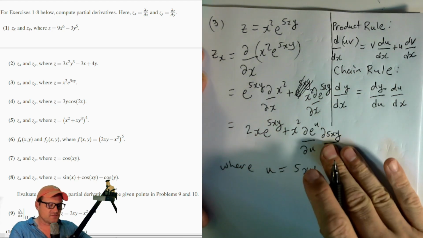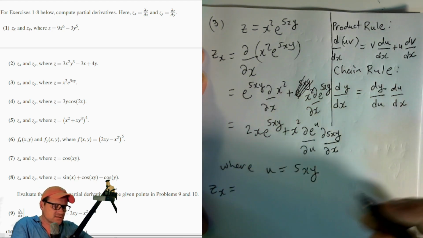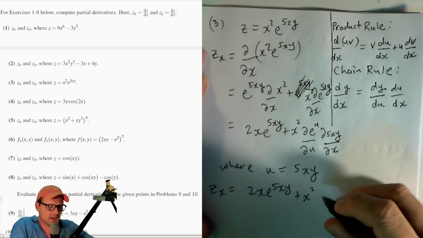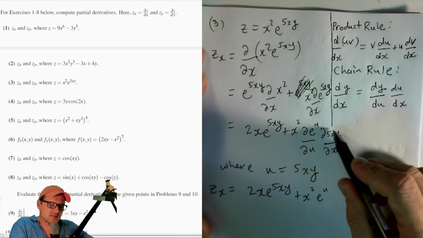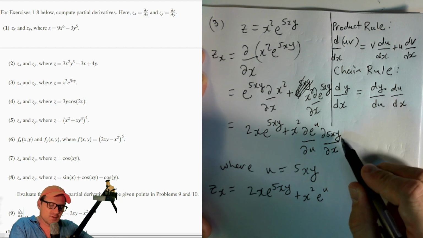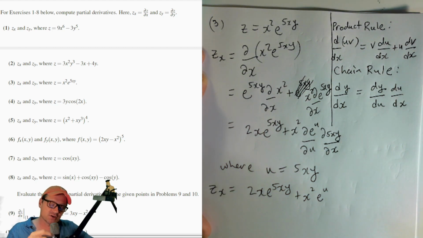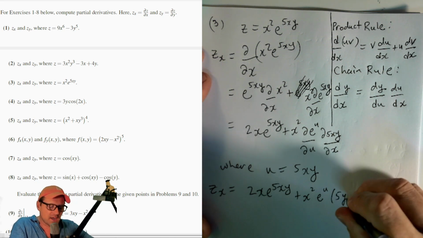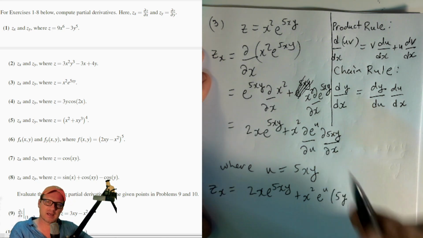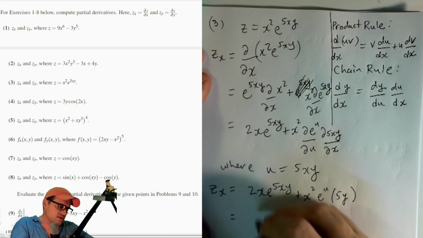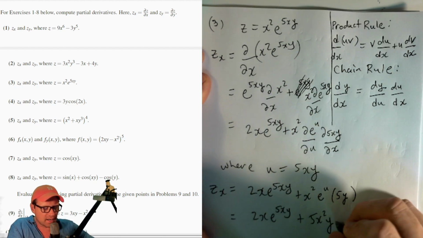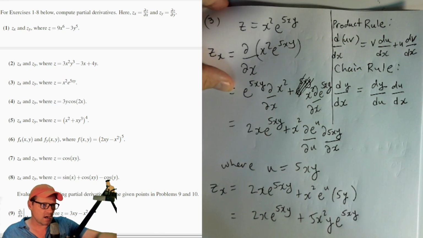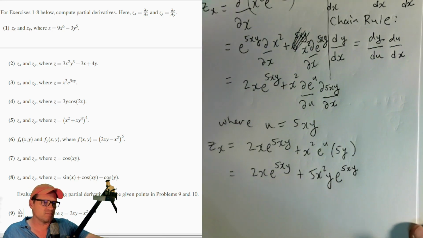Okay, so simplifying this line, z subscript x is 2x e to the 5xy plus x squared e to the u, and then times the derivative of 5xy with respect to x partially. Okay, so we're treating y as a constant, and so that is 5y times the derivative of x with respect to x, which is 1. Okay, so simplifying this, we have 5x squared y e to the u, but u is 5xy. Okay, and there we have our answer to z subscript x in question 3.